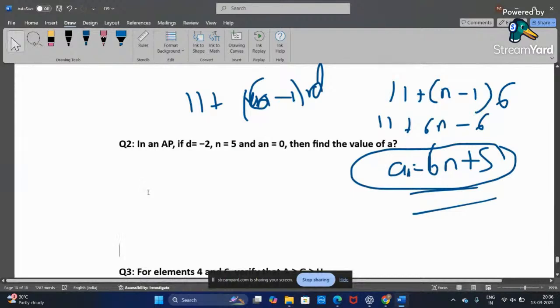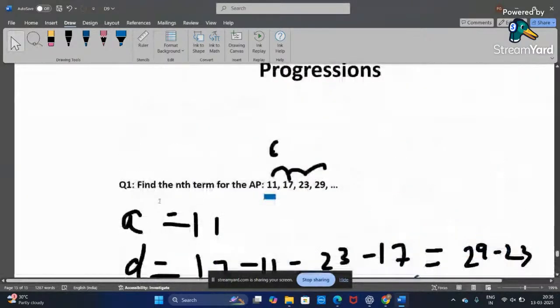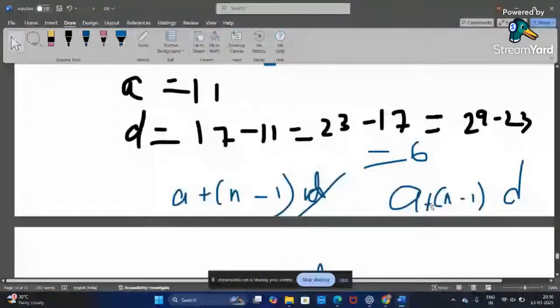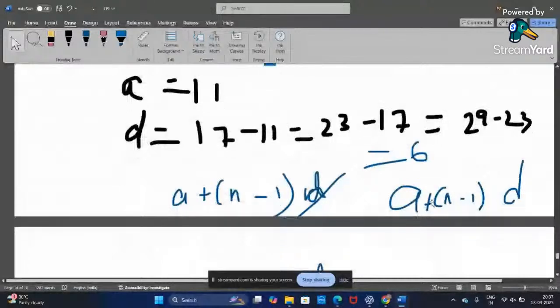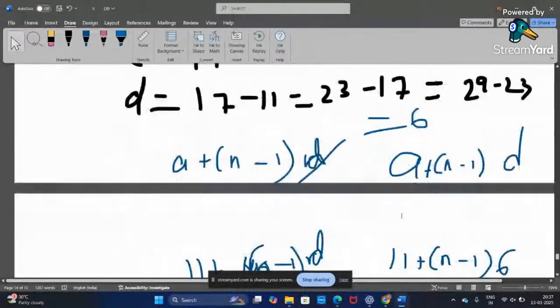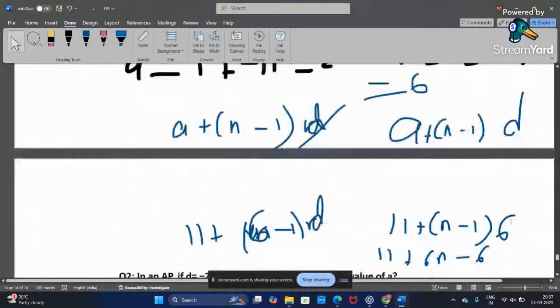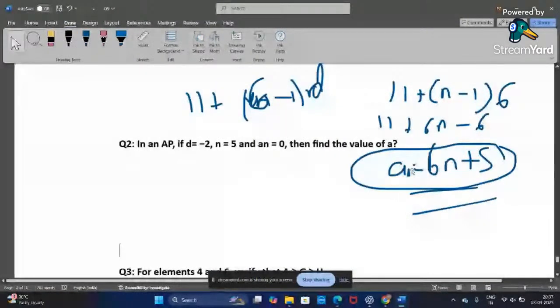I'll repeat this again. To find the nth term, first we need to find a. This is the formula: a plus n minus 1 into d. Your a is the first term value and d is the difference between first and second and all the numbers. Here the difference is 6. So just substitute the value. For a it is 11, n minus 1 here, and d is 6. So after substituting, we're getting an as 6n plus 5. Okay, this is your final answer.